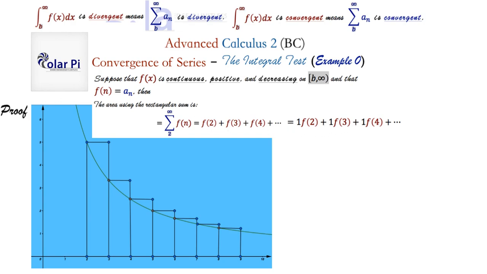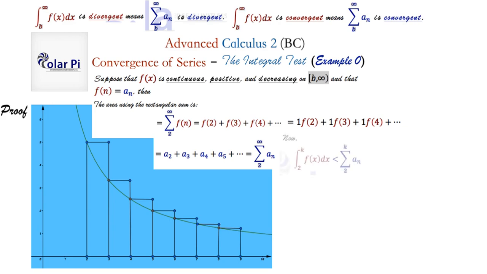And we could then say that this is the same as this, because since we're saying f of n is some a sub n, then f of 2 is a2, and f of 3 is a3, and f of 4 is a4, and so on. You get it. And then, as I've already stated, since the rectangles over approximate the exact area, the exact area is less than the sum of the areas of the rectangles. That's what this says, right?